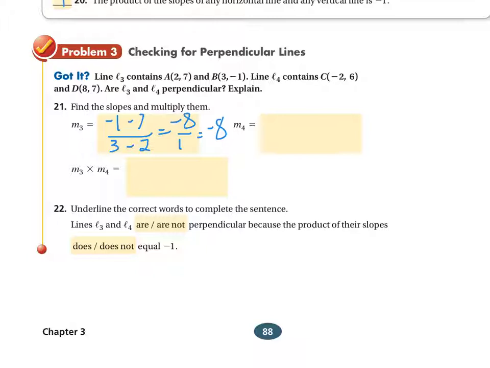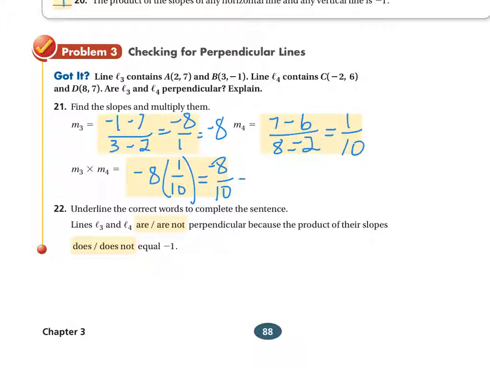Line 4, the slope of that line is 7 minus 6 over 8 minus negative 2. So that is 1 over 10. If we multiply the two slopes, we get negative 8 times 1/10. That is negative 8/10. Reduce that to negative 4/5. So are they perpendicular? No, they're not perpendicular because the product of their slopes does not equal negative 1.